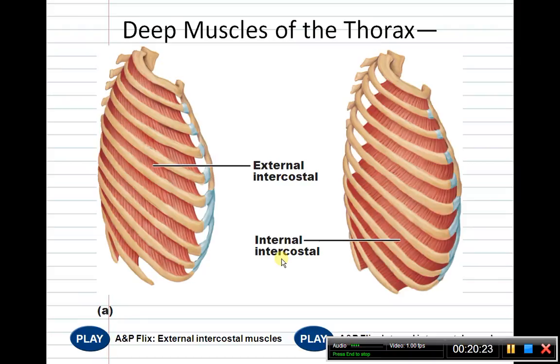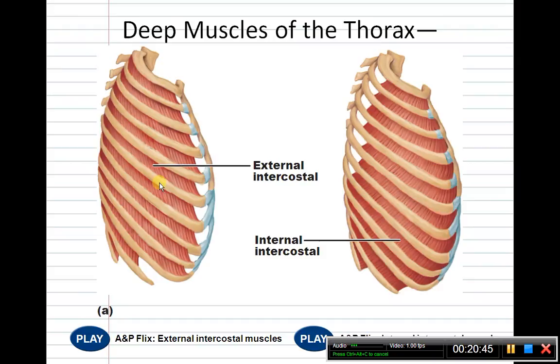Which of these are working? When you inhale or breathe in, it's the external intercostals that are pulling up and out. They're expanding your lungs and sucking air in just like a syringe. If you take a needle and you pull back on the plunger, the syringe creates a suction and pulls air into it. When you expand the size of the lungs, they create a suction and they pull air in.